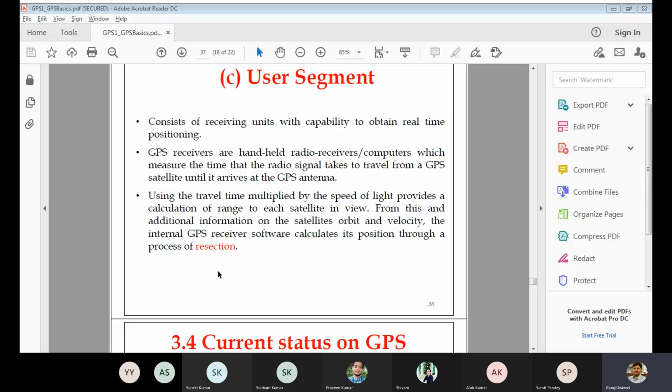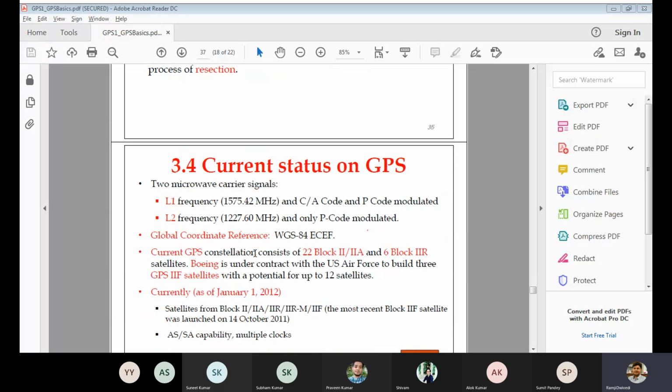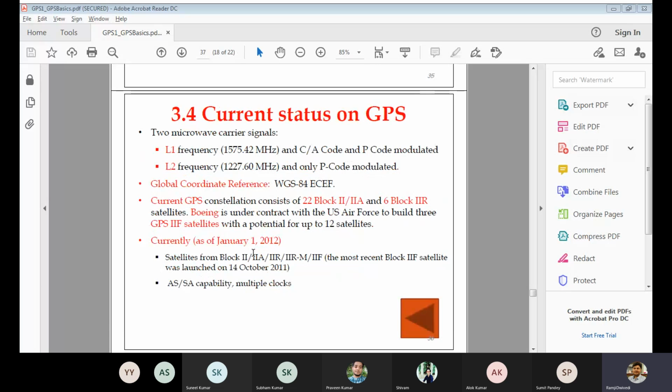Then the user segment, we are the users. We consist of a receiving unit, which is a receiver, with capability to obtain real-time positioning. Receivers can be handheld radio receivers or computers, which measure the time that a radio signal takes to travel from GPS satellites until it is received at the GPS antenna. Using that travel time multiplied by the speed of light, we calculate the range of each satellite in view. From this, with additional information on satellite orbit and velocity, the internal GPS receiver software calculates the position through the process of space resection. As I've told you in multiple classes, the basic principle of GPS working is space resection. So this is the summary, which is very popular, that you should know.